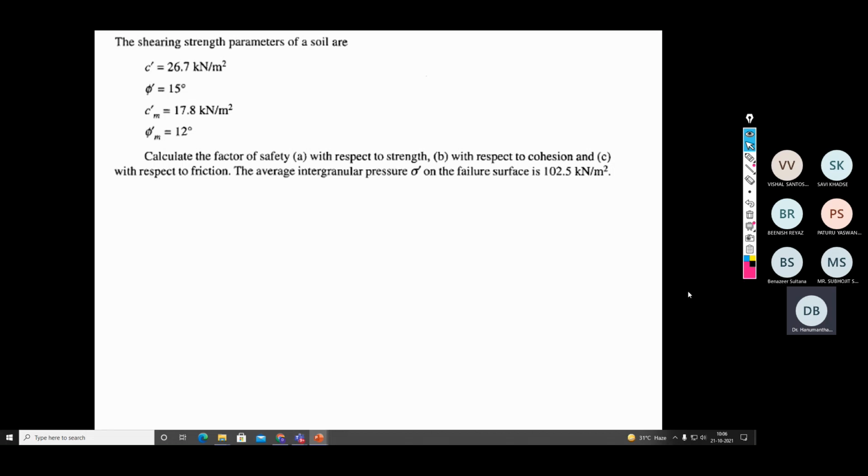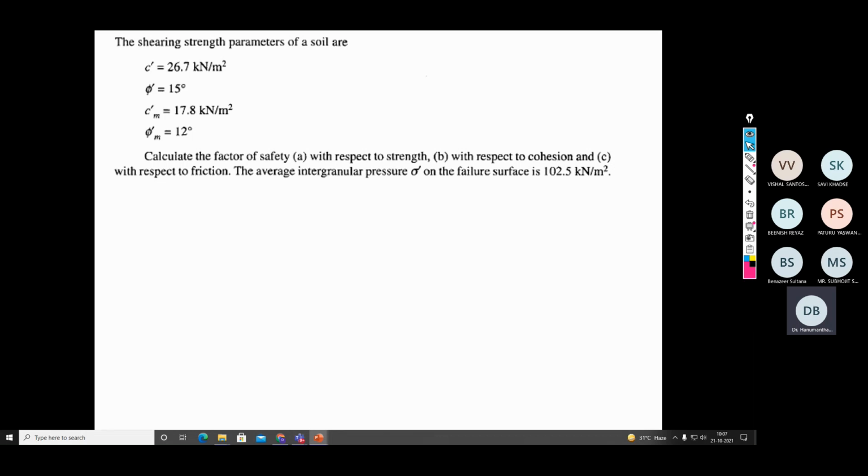The shear strength parameters of a soil are c' = 26.7 kilonewton per square meter, φ' = 15 degrees, c'm = 17.8 kilonewton per square meter, and φ'm = 12 degrees. Calculate the factor of safety with respect to strength, with respect to cohesion, and with respect to friction. The average intergranular pressure σ' on the failure surface is 102.5 kilonewton per square meter.